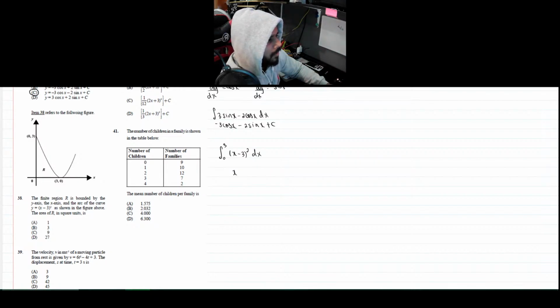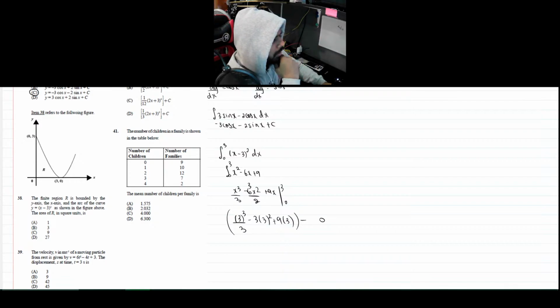I'm going to expand it. I get x squared minus 6x plus 9, between 3 and 0, so x cubed over 3 minus 6x squared over 2 plus 9x evaluated between 3 and 0. So I get 3 cubed over 3 minus 3 into 3 squared plus 9 into 3. Take away 0, because the lower limit will be equal to 0. That is 27 over 3, that is 9, take away 27 plus 27. That is 9.